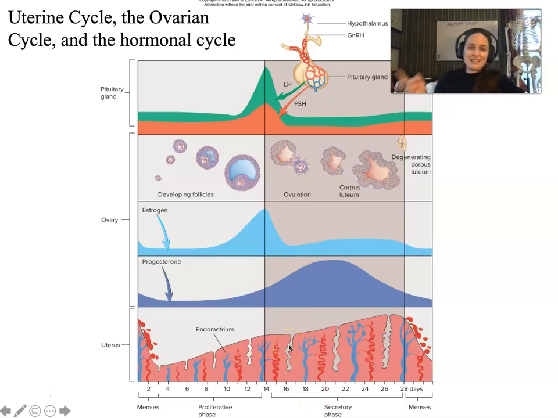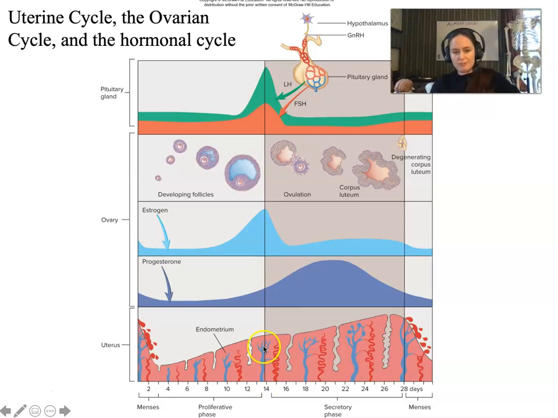If we want implantation to occur, then this endometrium needs to be thick. We need a thick endometrium lining that uterus. We need for this to be thick and bloody and full, like a comfy place to land, right? So the days before ovulation are days that are associated with the endometrial lining of the uterus becoming thicker. We refer to this as the proliferative phase of the uterine cycle.